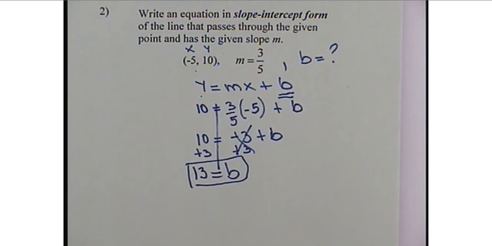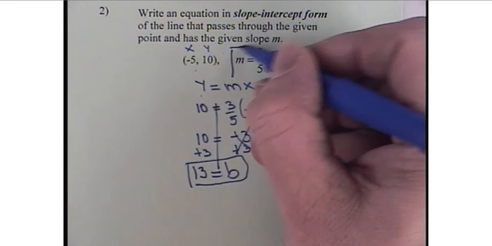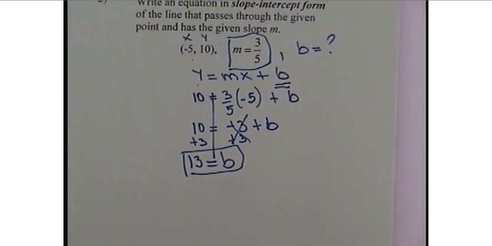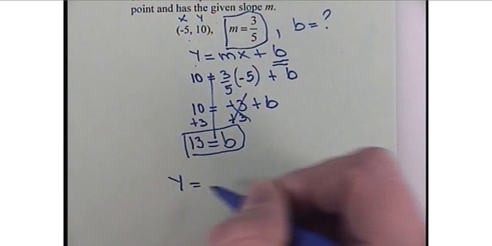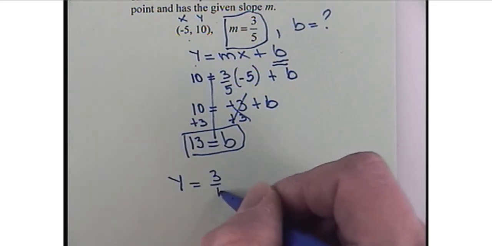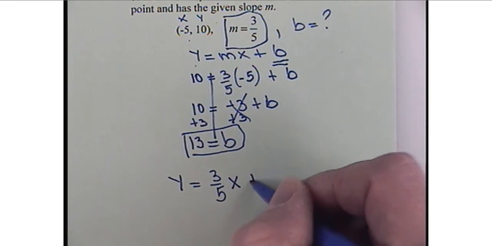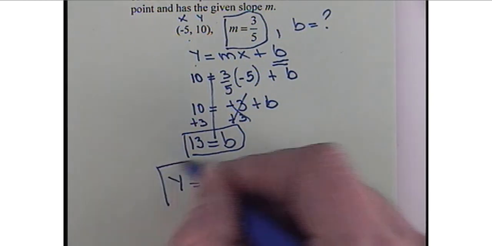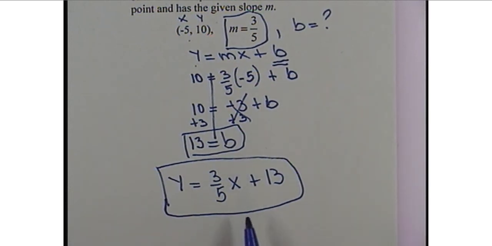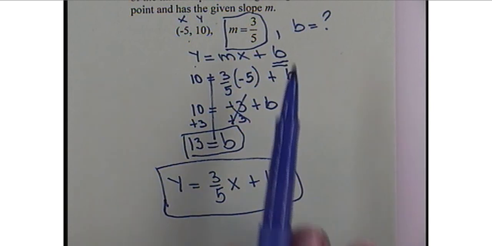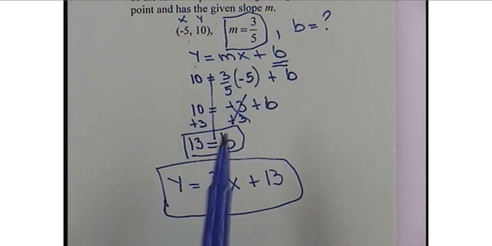We have b already, we know what m is. Now we are ready to complete the solution. And the solution will be y is equal to 3 over 5x plus 13. Final answer here. Make sure you always write down the equation all the way to the end. If you just calculate the slope or you just find out what y-intercept is, this would not be enough.